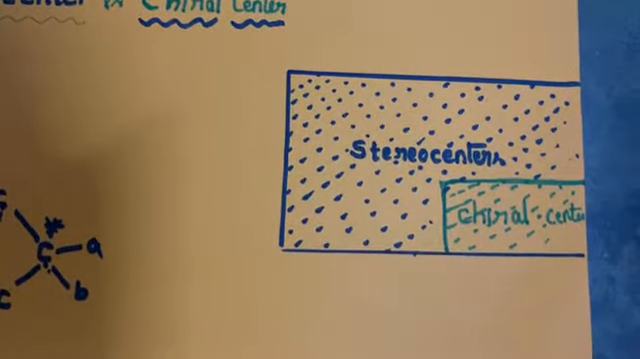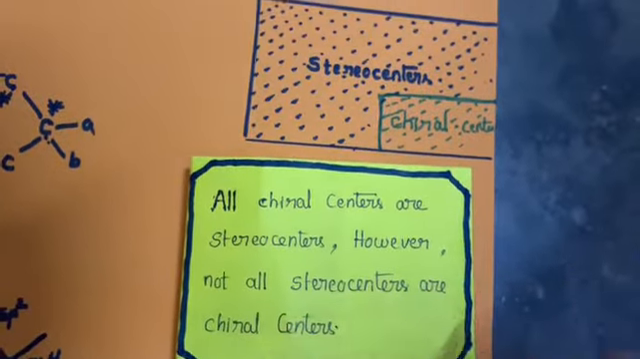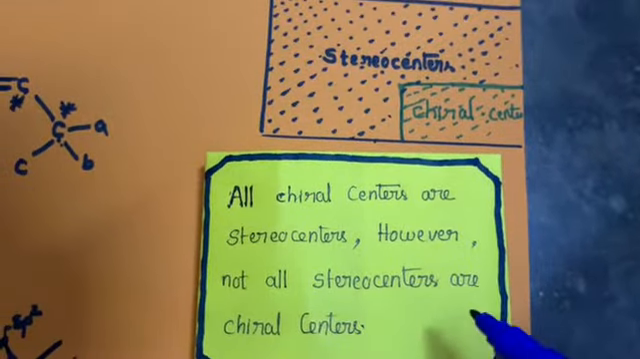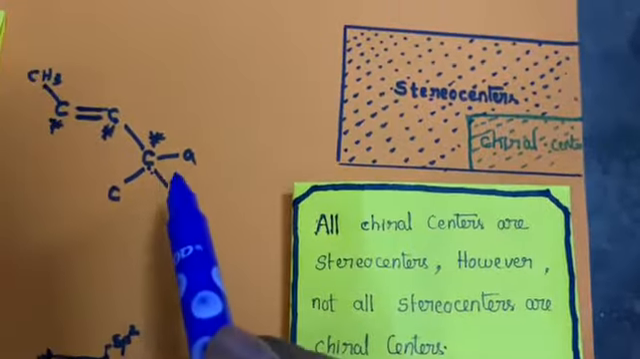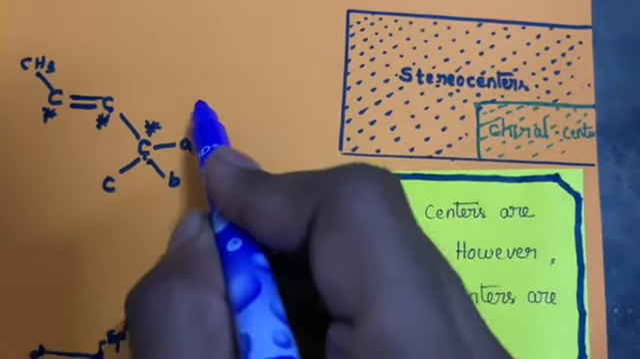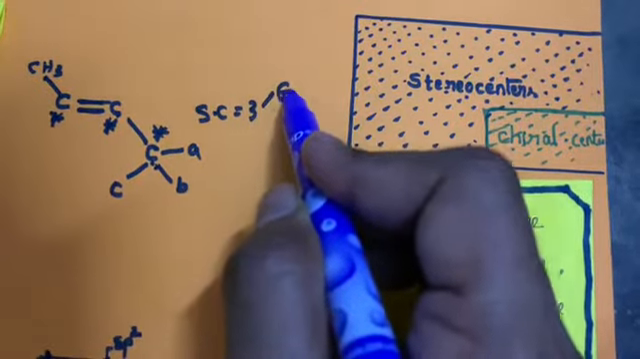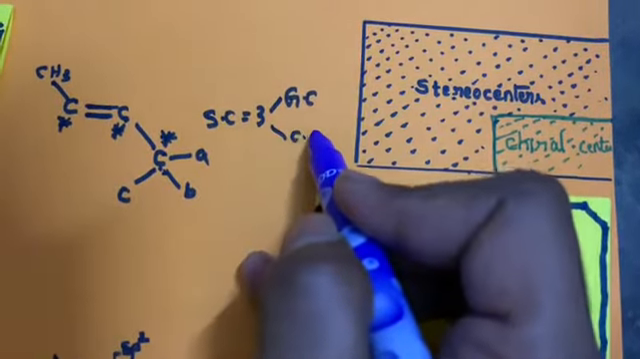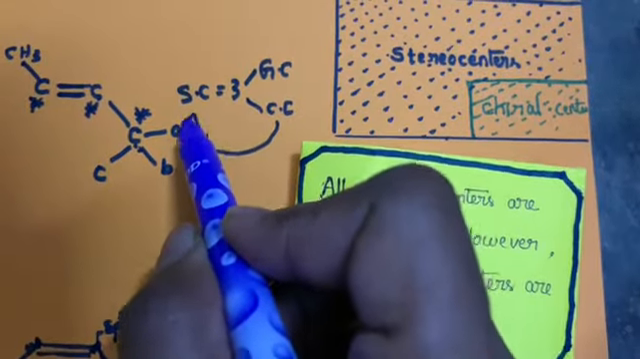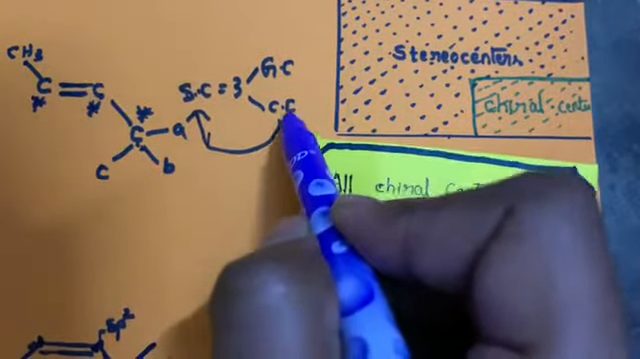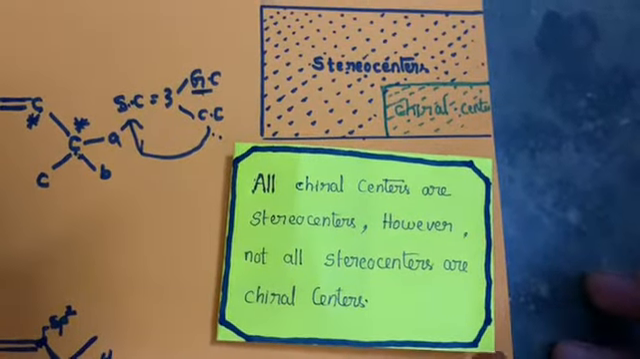So from this you can make a statement that all chiral centers are stereo centers, but all stereo centers are not chiral centers. See here, this is a chiral center, also considered a stereo center. That means the total stereo centers are three. Among them, two are geometrical centers and one is a chiral center. So this chiral center is also a stereo center, but all stereo centers are not chiral. Among them, geometrical ones are also there, right? So that's why. It was very clear, right?